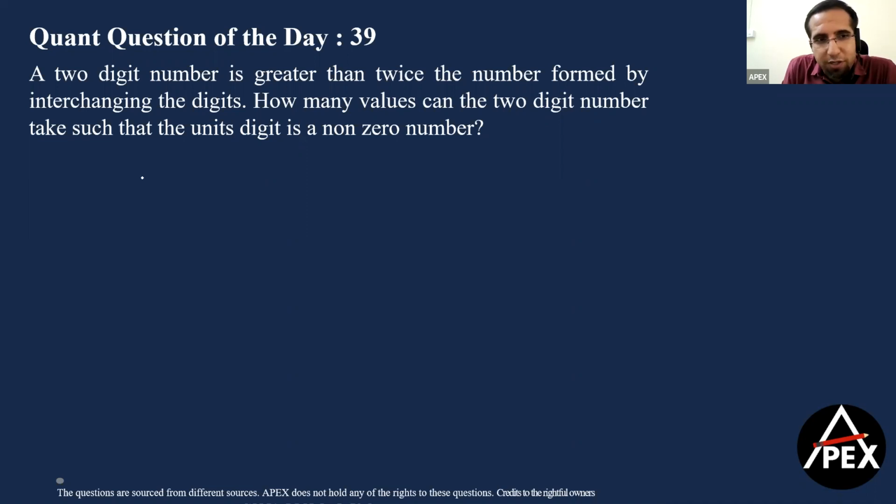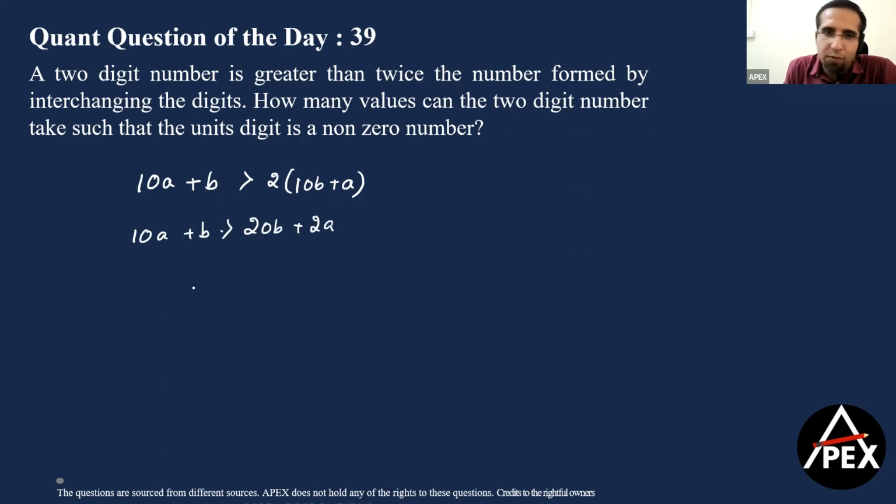So if I talk about a two-digit number, it becomes 10a plus b. Now 10a plus b is greater than twice the number formed by interchanging the digits. The number formed by interchanging the digits becomes 10b plus a. So if I simplify this, what do we get here? We get 10a plus b is greater than 20b plus 2a. Or when I transpose, I get 8a is greater than 19b. Clear?